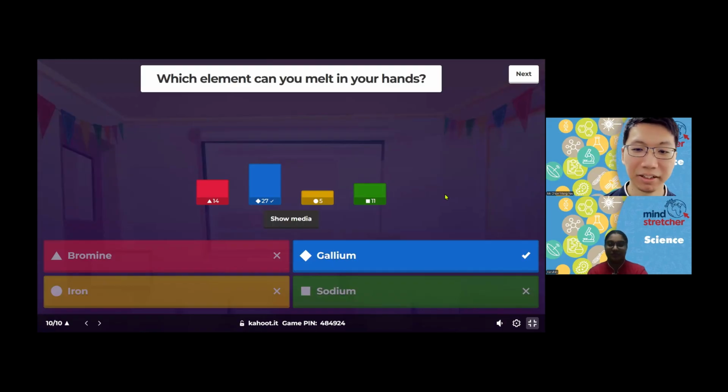Gallium is a solid at room temperature, but when we hold it in our hands, because our body temperature is around 37 degrees Celsius, it will go past its melting point and melt in our hands. Okay? So this is a difficult question. That's why it's the last question. So that's gallium. Good.